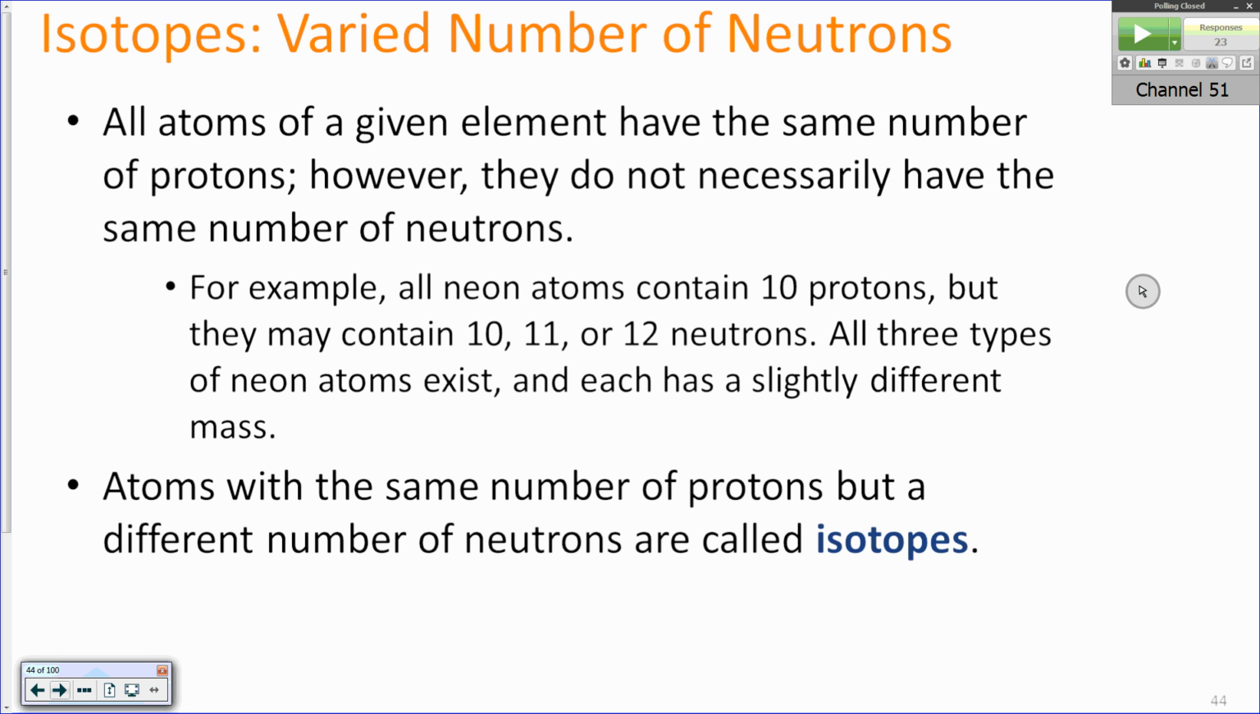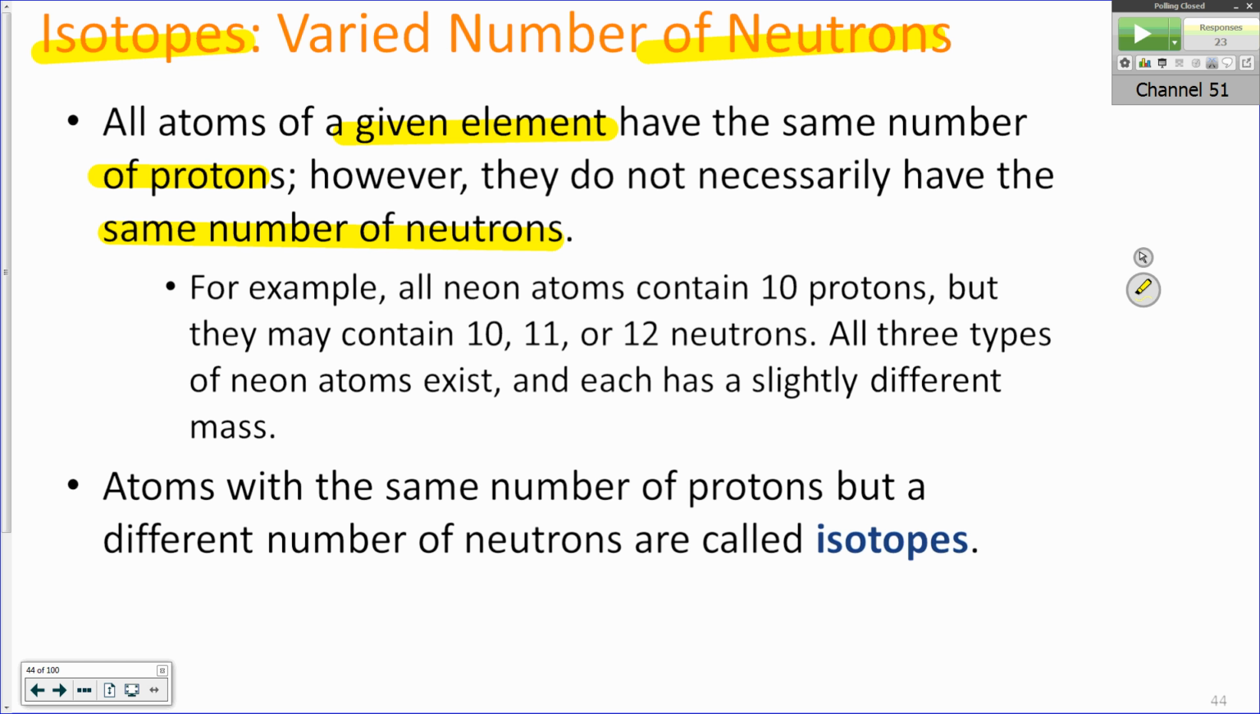So now the next thing we look at is the other component that's in the nucleus, and that's the neutrons. So can you have variations of carbon? That was your question. The answer is yes. Those are called isotopes. So we know that all atoms of a given element have the same number of protons. However, they don't have to have the same number of neutrons. It's the number of neutrons that can vary that create different isotopes.